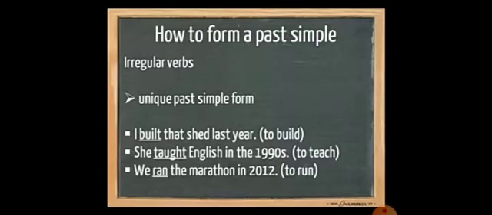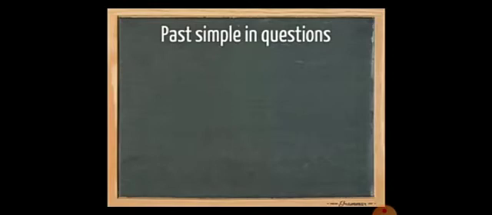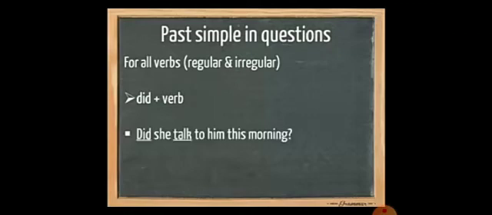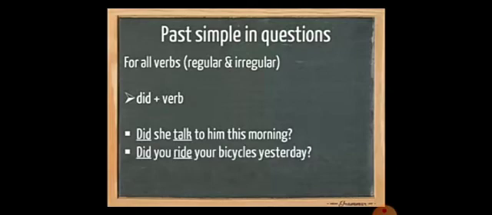Past simple in questions. For all verbs, regular and irregular, we use the auxiliary verb to do. But we need the past simple tense, which is did, and the infinitive form of verb. Did she talk to them this morning? Did you ride your bicycle yesterday? Did they work on the farm last year?